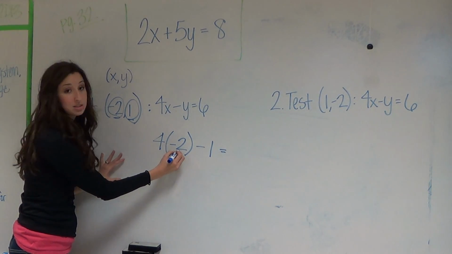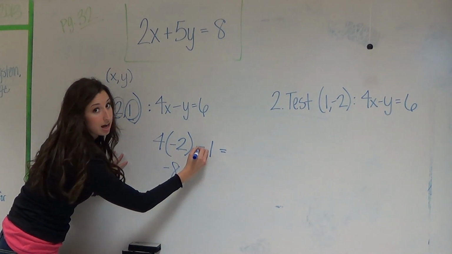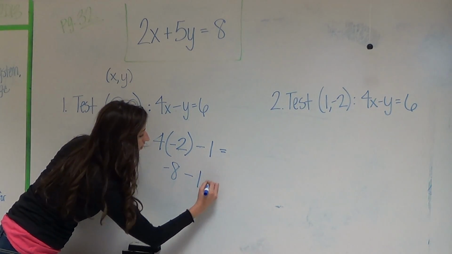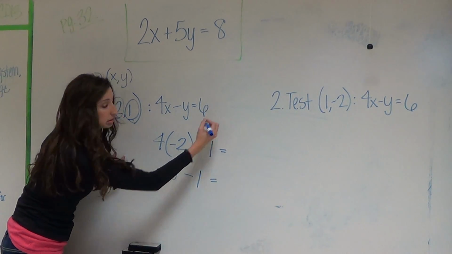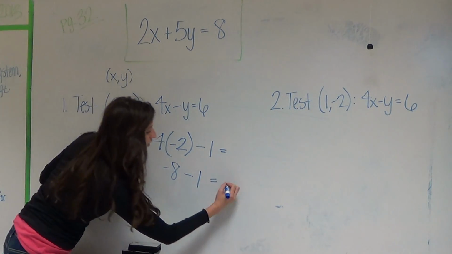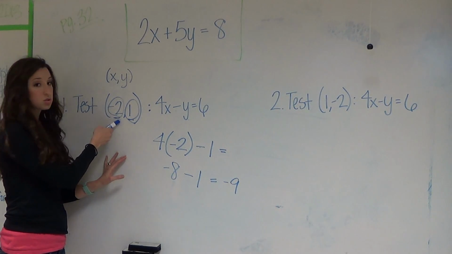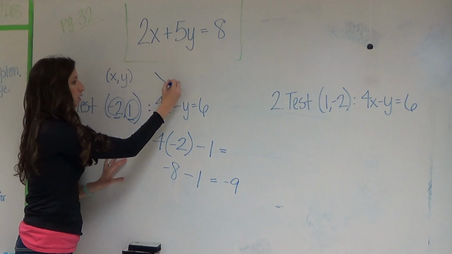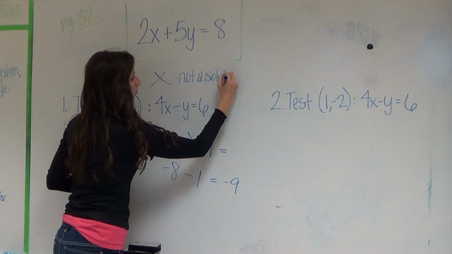4 times -2 is -8. And then I'm bringing down -1. I don't have to multiply anything else. So let's see. Is -8 minus 1 equal to 6? I don't think so. -8 minus 1, if you were to use a calculator, is -9. Is this a solution to this equation? No. So we could put a big X, or we could say not a solution.